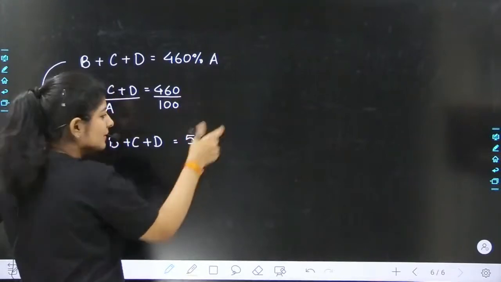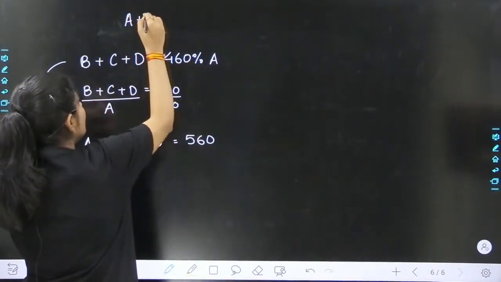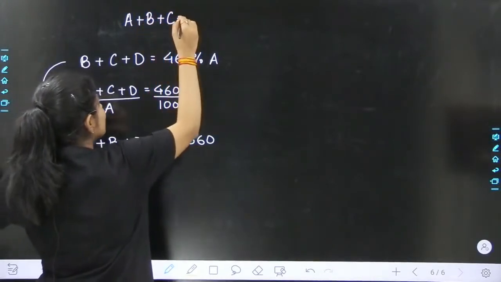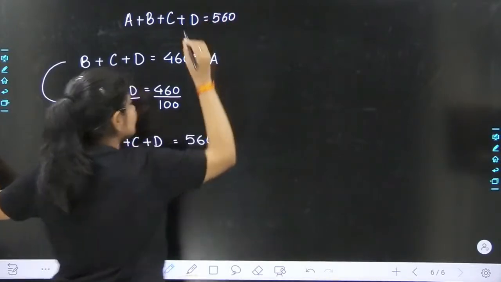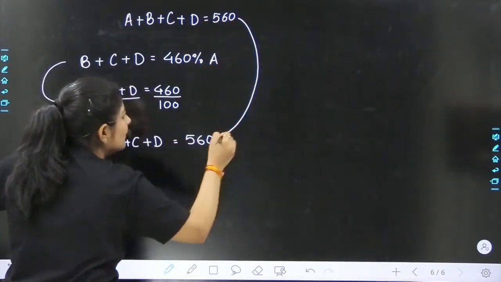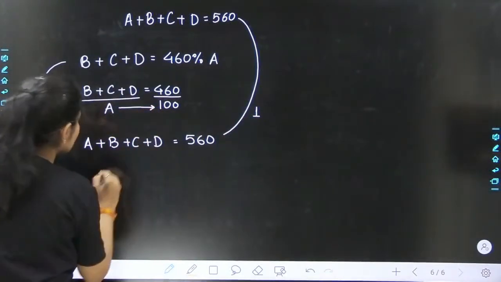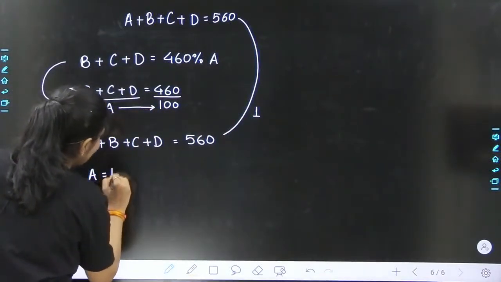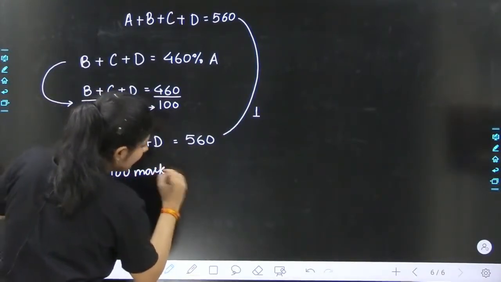460 plus 100, 560. And we know the sum of marks scored by A plus C plus D as per the question is also equal to 560. That means they are on the multiple of 1. So I can write the value of A from this. A secured 100 marks.